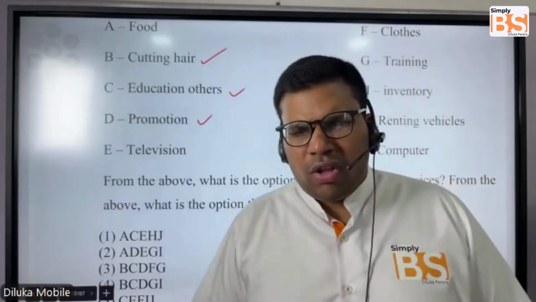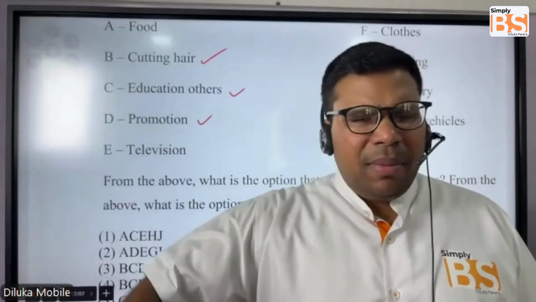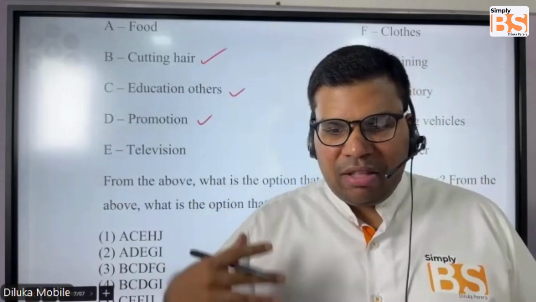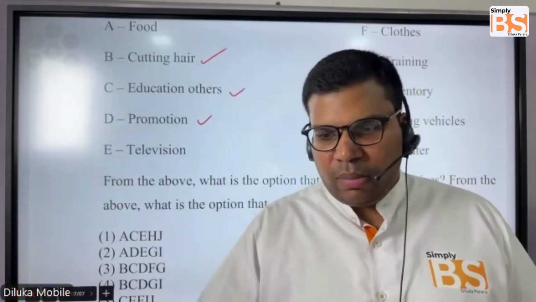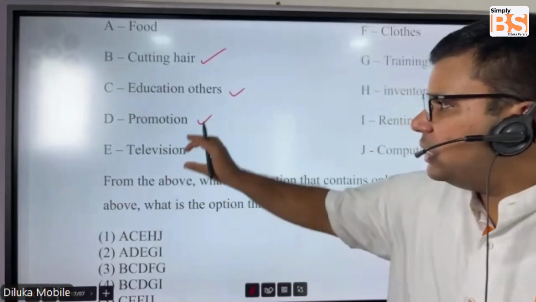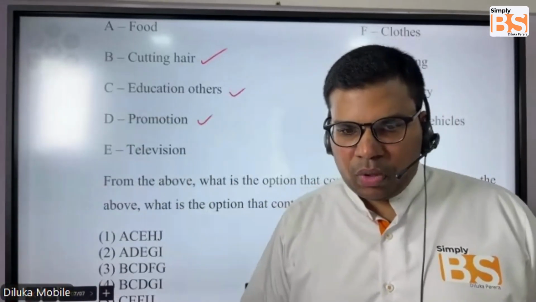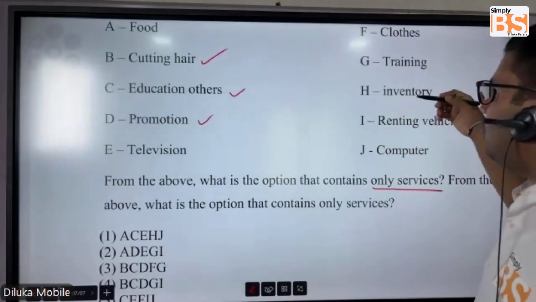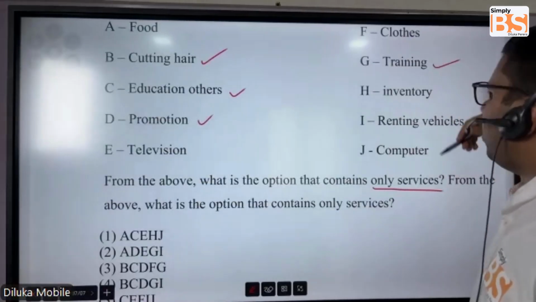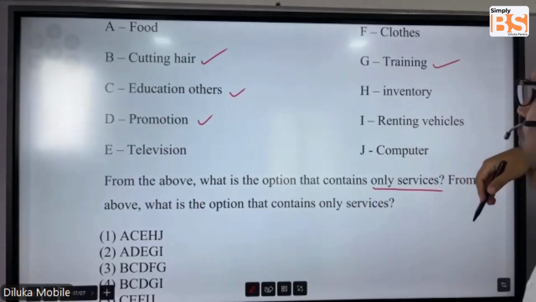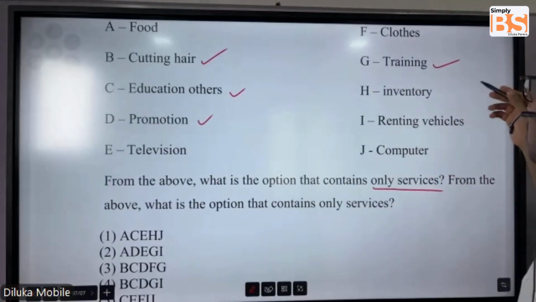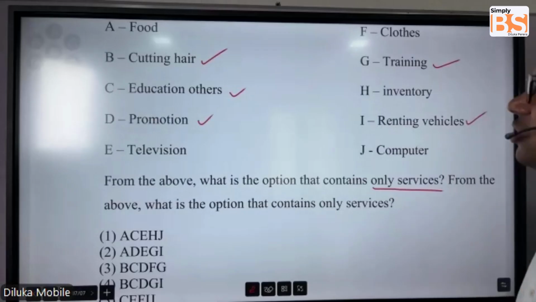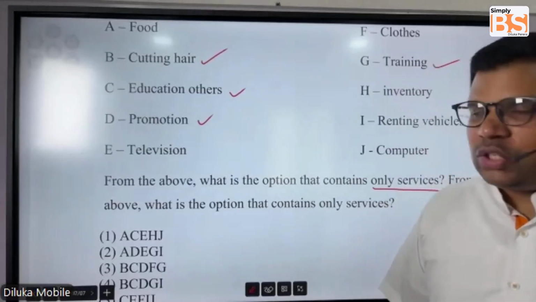You do a lot of things for promotions. You hand over leaflets, you do television campaigns, radio campaigns, and through social media you do advertisements. All those things are done just to create awareness about a product. So it's also a sort of service. Television, it's a good. Clothes, good. Training, it's a service. Inventory, it's a good, physical and tangible. Renting vehicles, it's a service, like Uber, PickMe. So what's the answer?